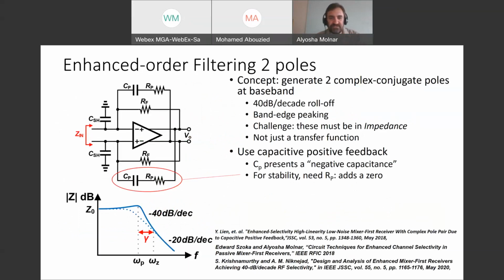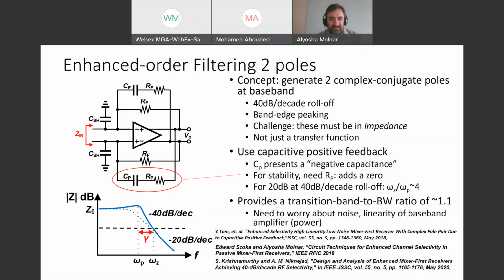The only real limitation of that positive feedback capacitor trick is that it can go unstable on you. So you need to include some series resistance, which adds a zero, which basically means you only get that 40 dB per decade roll-off over a relatively narrow frequency range. Usually about a factor of 4 in frequency is what gives us good stability. But that's actually quite a lot of roll-off, and enough typically to get you down to the floor set by your mixer. So this technique has definitely worked, and it gives you that transition band to bandwidth ratio that's only a little over 1.